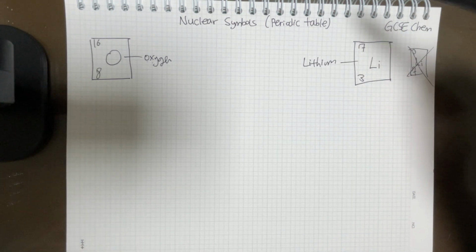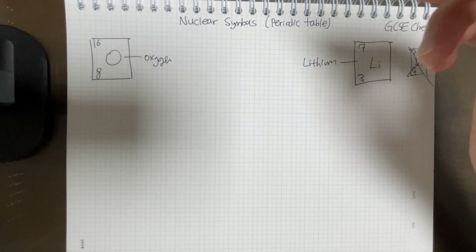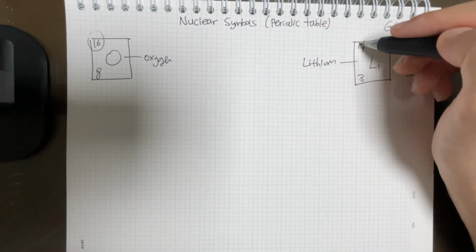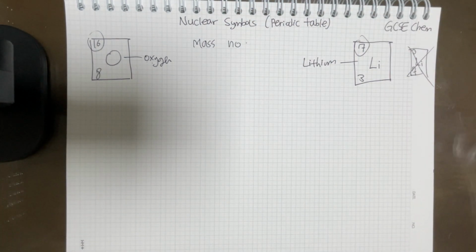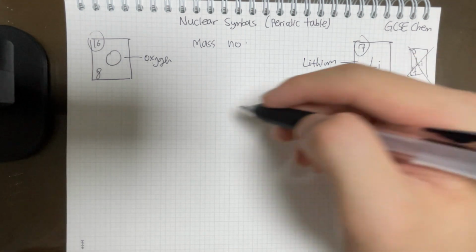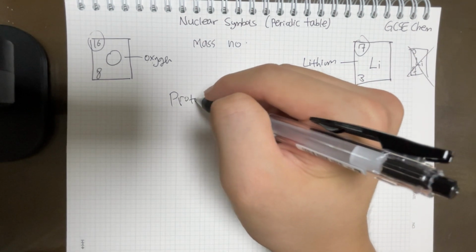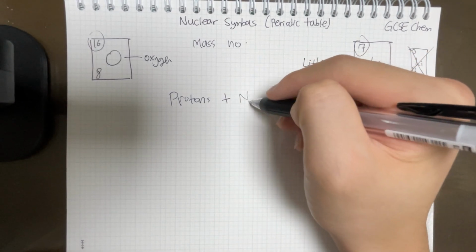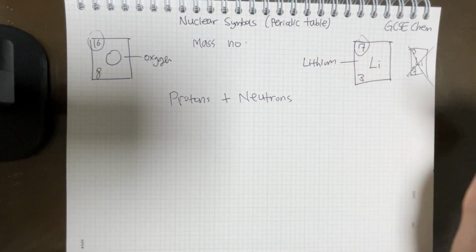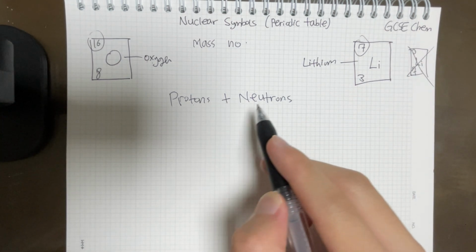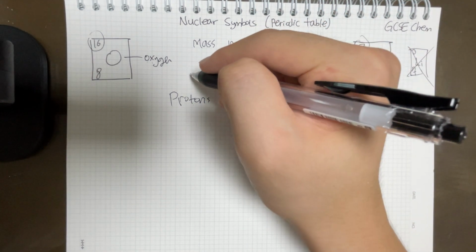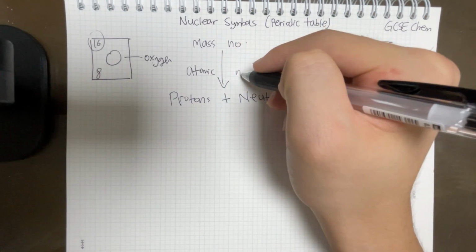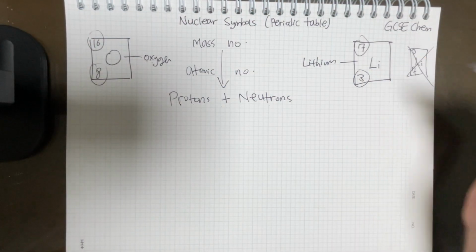So oxygen and lithium. The bigger number on top, this is what we call the mass number. The mass number tells us the number of protons plus the number of neutrons. So it's the total number of protons added to the total number of neutrons. That is the mass number. Now the number below it, that's the atomic number. So that's the smaller number.